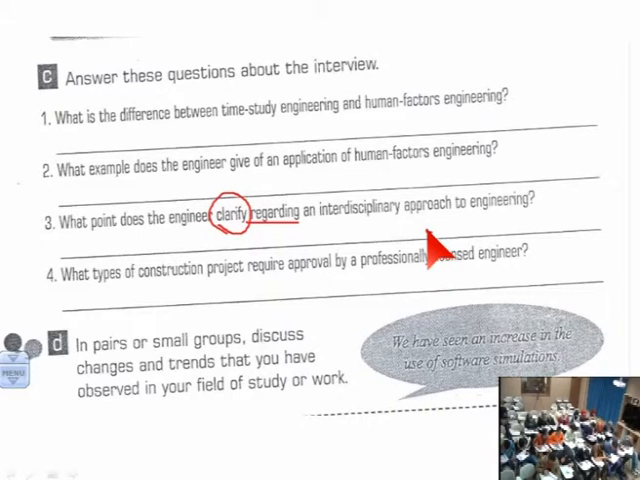What type of construction projects require approval by a professional? Do not talk to each other, Khaled. Listen to May, please. May, once again. What type of construction project requires approval by a professionally licensed engineer?